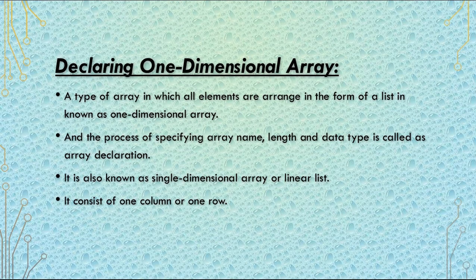So the declaration of arrays, we have many kinds of arrays. Like in dimension we have one dimensional array, two dimensional, three dimensional and multi dimensional arrays. So first of all, declaring a one dimensional array. The type of array in which all elements are arranged in the form of a list is known as a one dimensional array, and the process of specifying array name, length and data type is called array declaration. It is also called a single dimensional array or linear list. It consists of one column or one row.